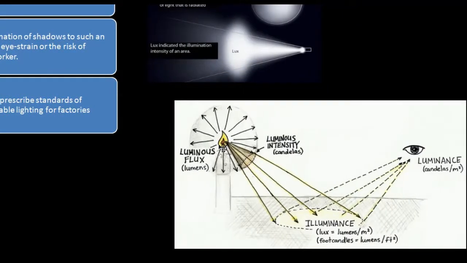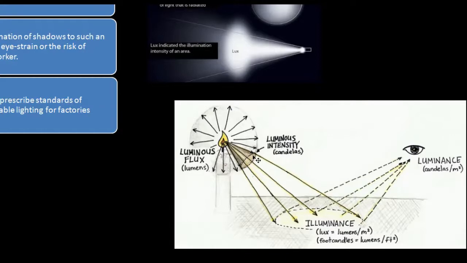As you can see a candle placed over here, the candle will give out light in all directions. So the luminous flux will calculate the amount of total light that is radiated by this candle, and the unit will be lumen. The next term is luminous intensity. Now if we need to calculate the amount of light in a specific direction, that will be given by candela, which is the unit of luminous intensity.